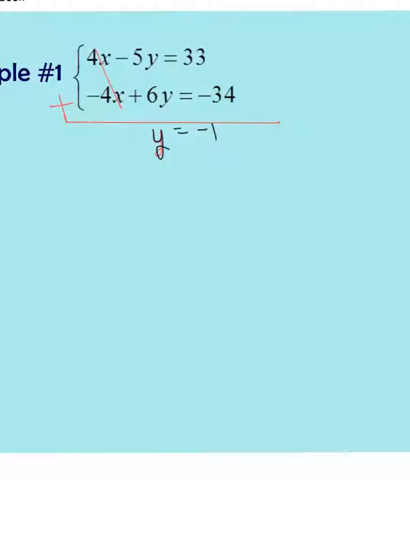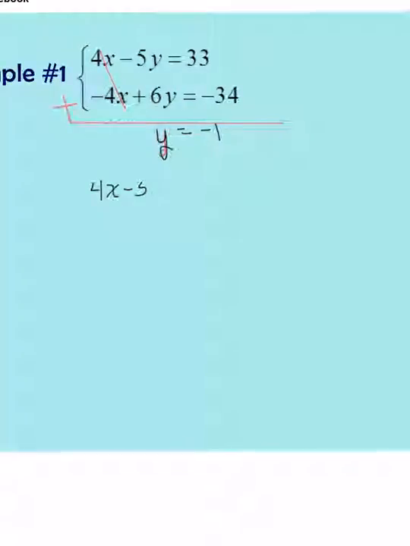So then the next step, I think I'll sub into the first one. Again, it doesn't matter which one you sub into. You just need to choose one. So I've got 4x minus 5y. And instead of the y, I am going to replace it with -1.